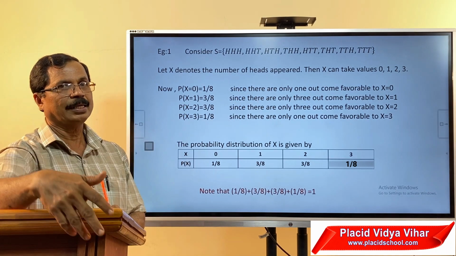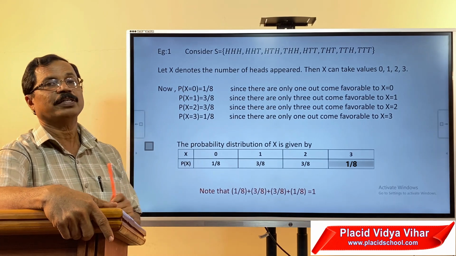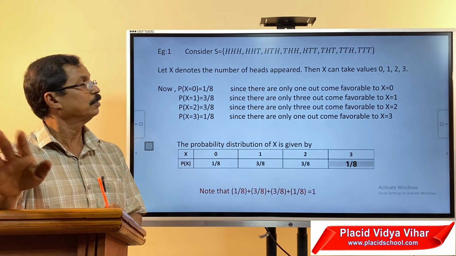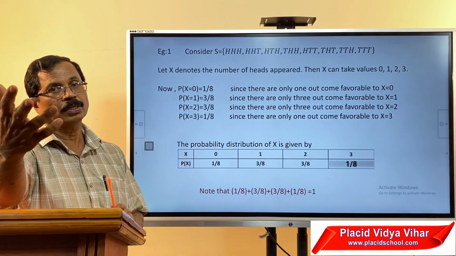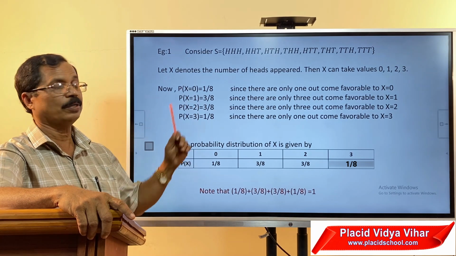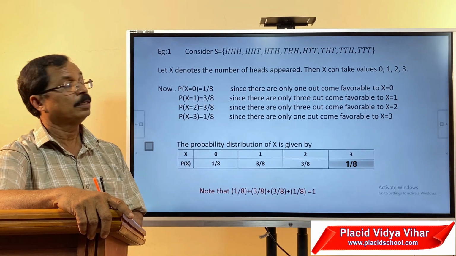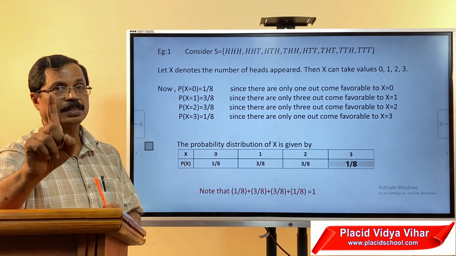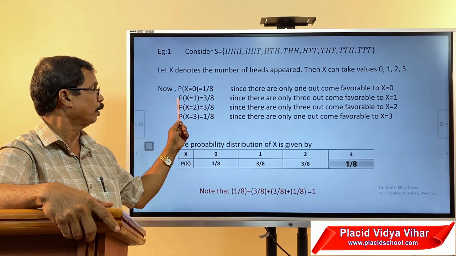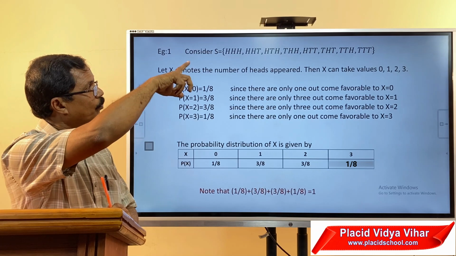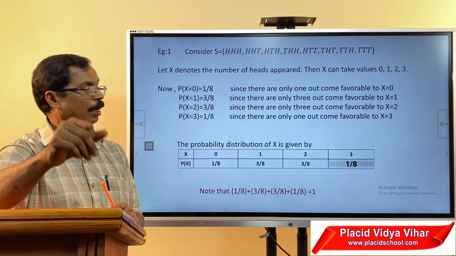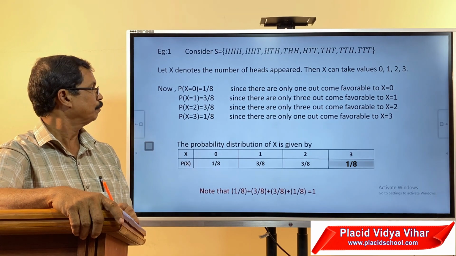Now you have to consider each case. What is the probability of X is equal to 0? That means in that case there are no heads. So how many outcomes are favorable to it? There is only one, you know. So the answer is 1 by 8. And the second case, that is the number of heads is 1. How many outcomes are favorable to 1? Look at the sample space. There are 3 outcomes favorable to 1 head.